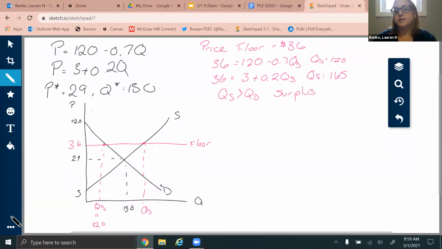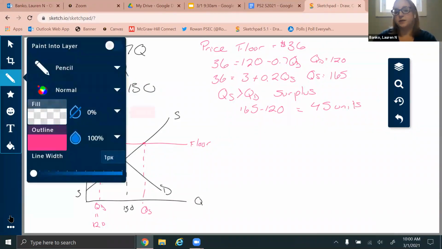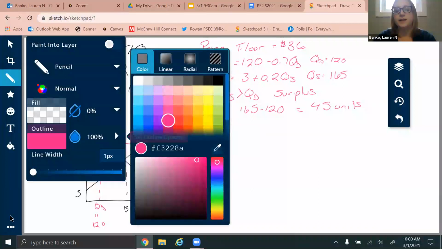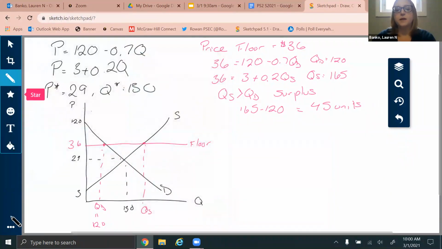And it's always going to be a surplus when this price is above the equilibrium. And we can subtract QS minus QD, like 165 minus 120 for the amount. So the surplus is of 45 units. Again, it's just really the difference between what buyers and sellers are actually either buying or selling at this price. So price floor caused the surplus.